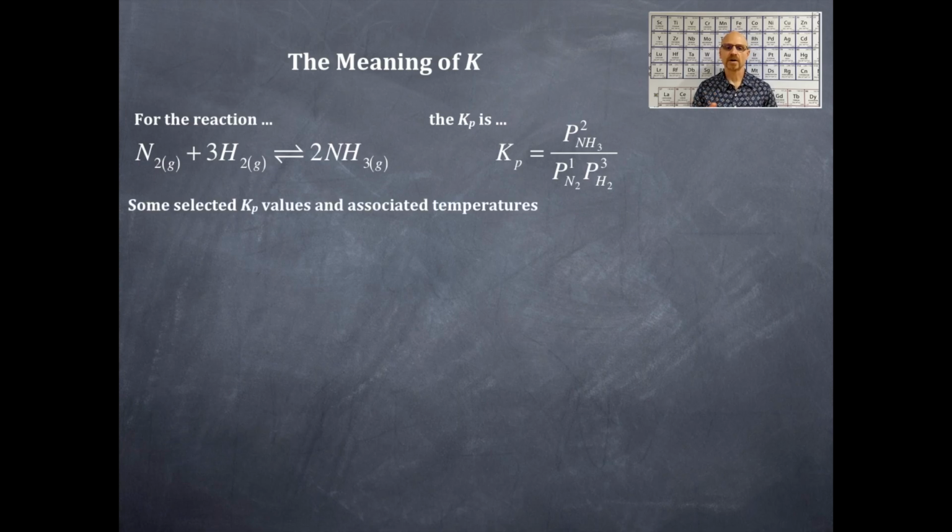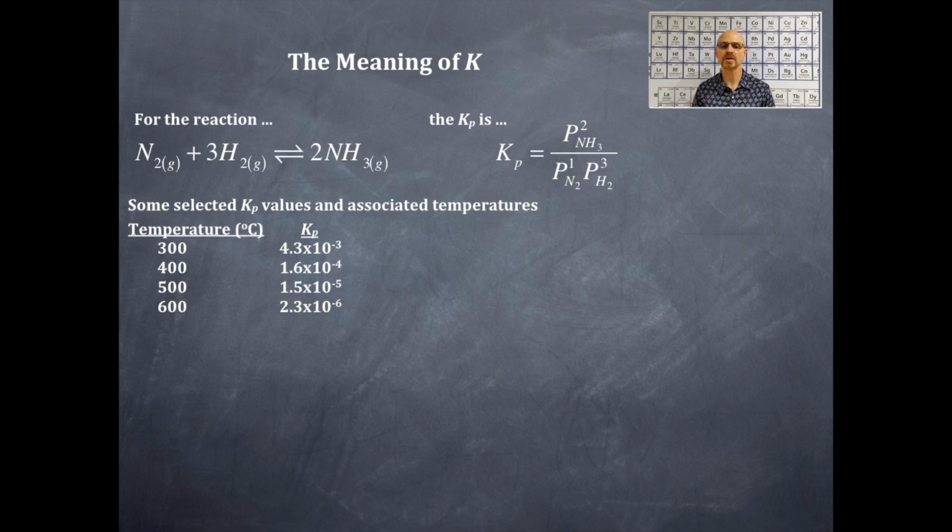So here are some selected Kp values and their associated temperatures. We have temperatures of 300, 400, 500, and 600 degrees Celsius respectively, and Kp values of 4.3 times 10 to the negative 3, 1.6 times 10 to the negative 4, 1.5 times 10 to the negative 5, and 2.3 times 10 to the negative 6 respectively associated with those temperature values. You should see that the Kp is getting smaller, becoming more reactant favored as the temperature increases.